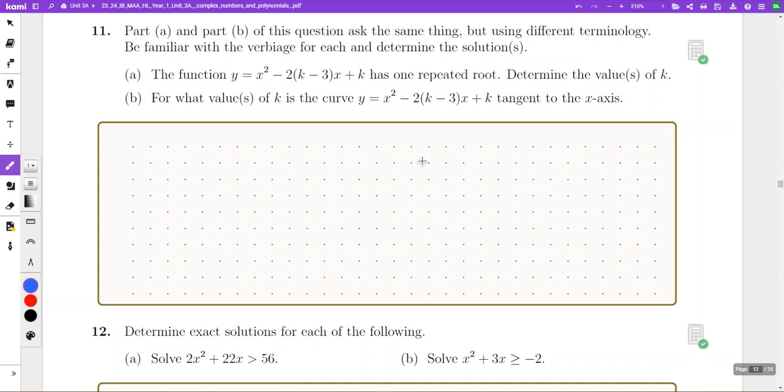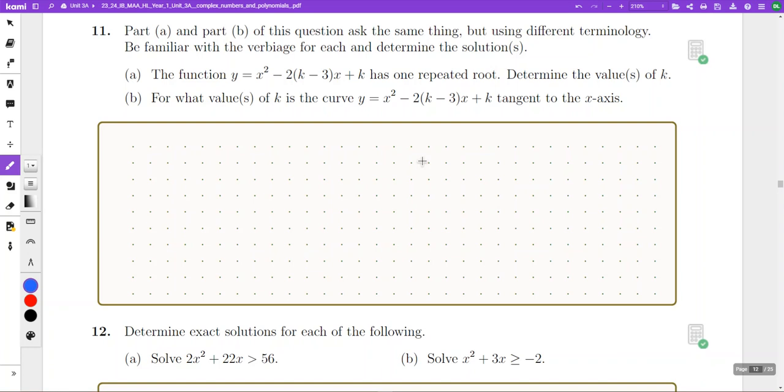Hello and welcome. For this video, we're going to look over how we can make sure that we understand different ways that questions can be asked that require the same approaches. So, for example, here, part A and part B of the question ask the same thing, but they use different terminology. We need to be aware of the verbiage for each, and we need to be aware of how to determine the solution.